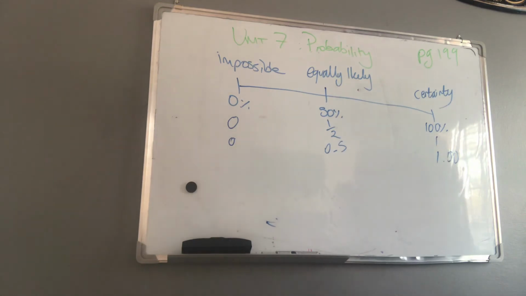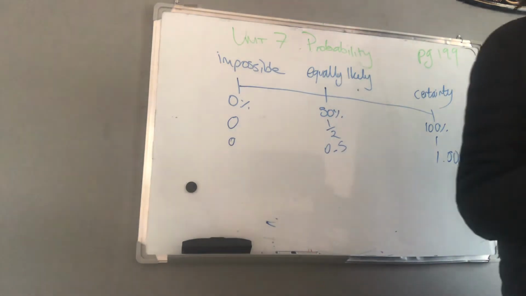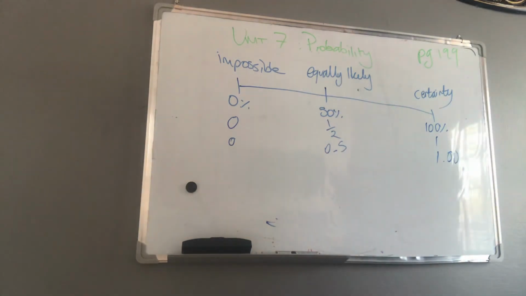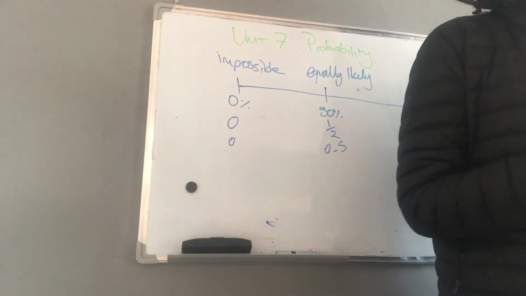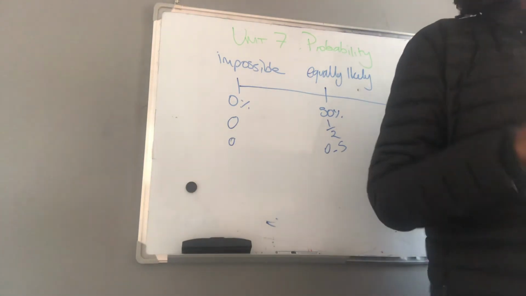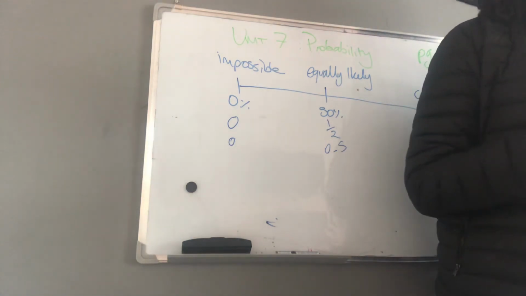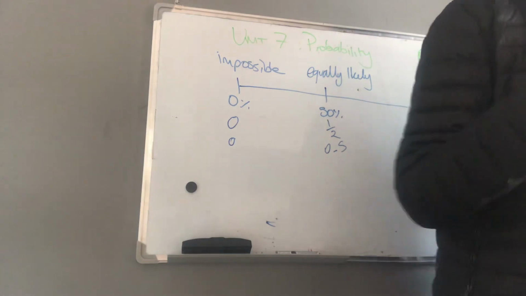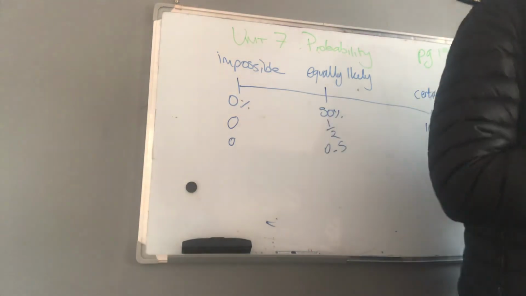They also give the example of the situation with tossing a coin, where you could either get a head or a tail. When you toss a coin up, you're going to get one or the other. You can't get both of them at the same time. So it's impossible for you to get a head and a tail. That would be impossible, 0% likelihood.